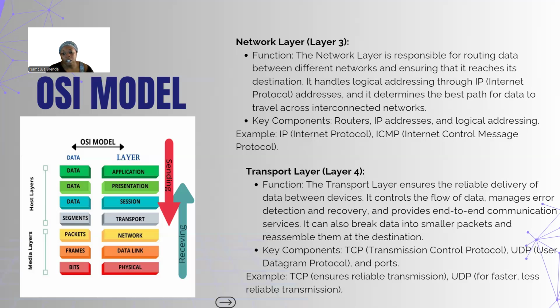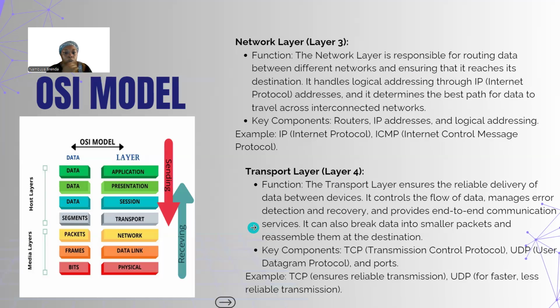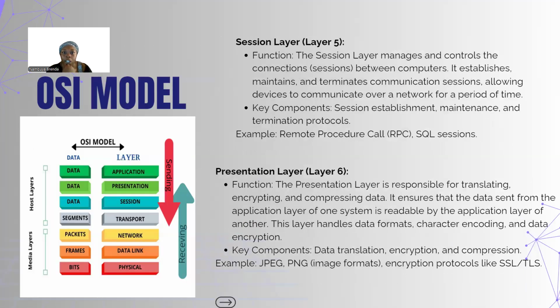So the components that we need are the Transmission Control Protocol, then we have the UDP, which is the User Datagram Protocol, and the ports. For example, we need TCP for reliable transmission, and UDP, which is faster, with less congestion when the data is moving in most cases.